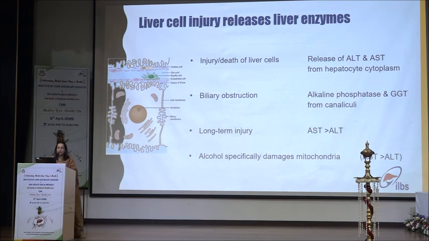Again, revising with you all, markers of injury to the liver are ALT and AST, and they are released from the hepatocyte cytoplasm. Biliary obstruction markers are ALP and GGT. If there is long-term injury happening to your liver, AST would be more than ALT. And in alcohol-associated hepatitis, usually AST is more than ALT.